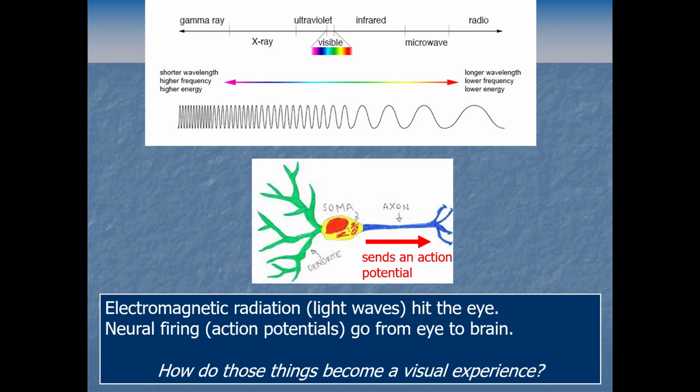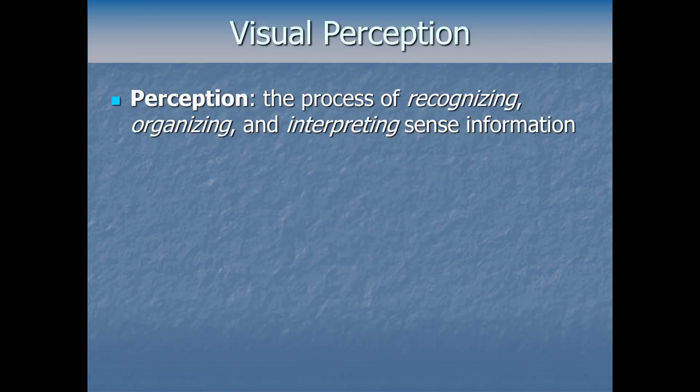Now the real question is, how does a really fast series of pew, pew, pew, like neural firing from the back of our eyes, from our retina, how do neurons firing become a visual experience? The thing we actually perceive, the thing we see. That's what we'll be talking about in detail here in this and the following videos, the process of perception. We'll define it as the process of recognizing, organizing, and interpreting sense information, like the stuff that hits our retina, and turning that into action potentials in a way that our brain can make sense of them.